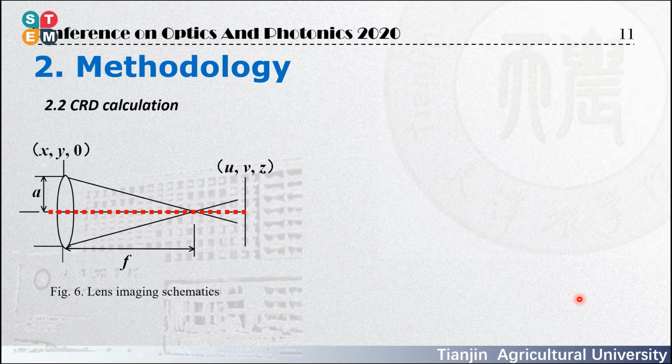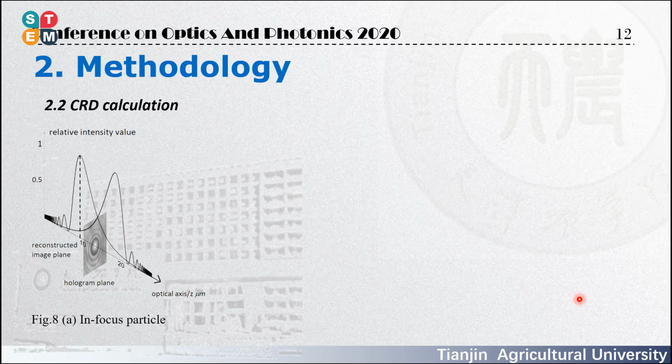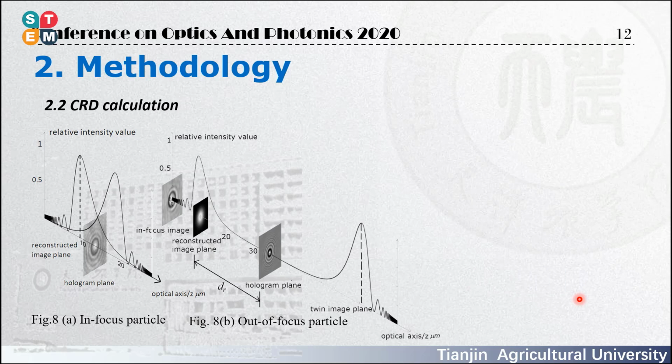Then the intensity distribution along the z-axis at the particle center is shown in figures 6 and 7. The particle shown in figure 8b was recorded out of focus. Therefore, the twin image intensity distributed at the reconstructed image plane is so low that the impact of the twin image is negligible. But for figure 8a, conversely, the particle is recorded nearly in focus. At the reconstructed image plane, the impact of the twin image is not negligible.